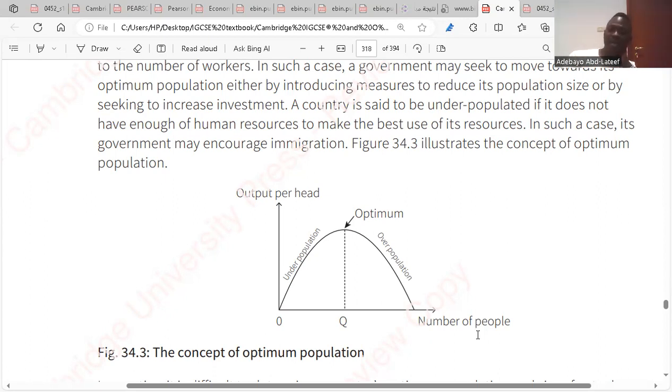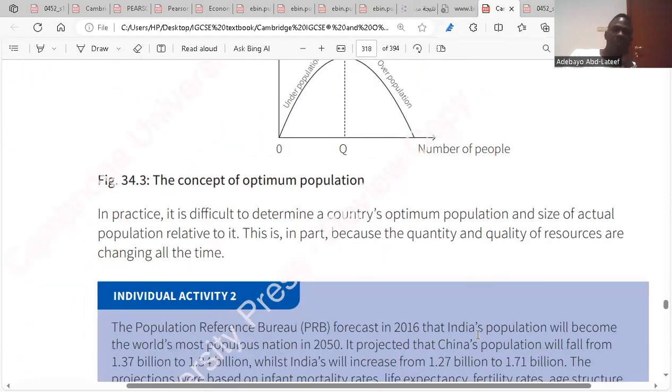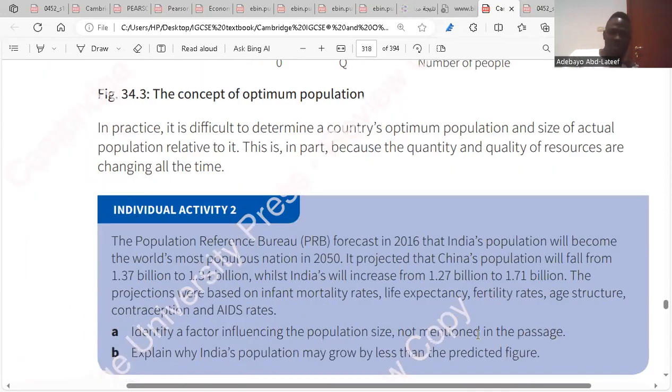If the output per head is lesser than the number of people, over. Is it clear? Yes. So the concept of optimum population: in practice, it is difficult to determine a country's optimum population and the size of actual population relative to it.